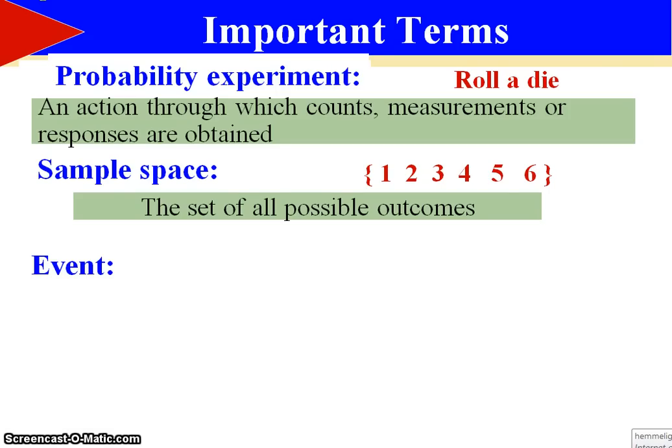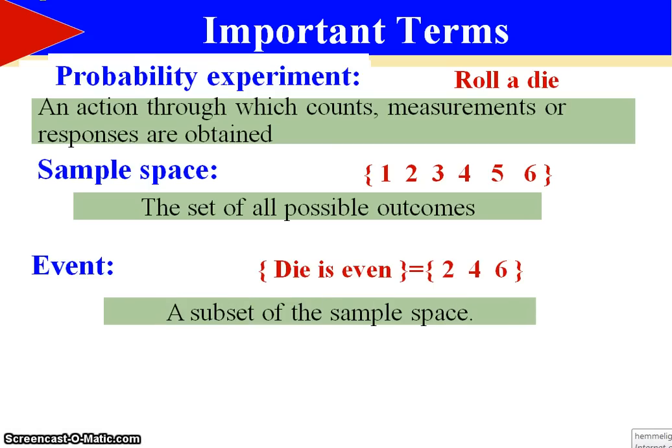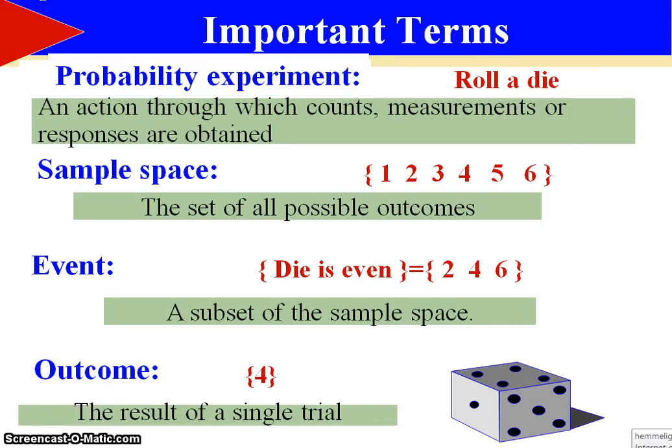Event. So the event taking place is you're rolling the die and you want to see, for example, the probability of being even. So it would be a subset of your sample space. One event could be looking at the die being even, another one looking at the die being odd. Another event might be the die after you roll it being less than 3. Those are different events that you might be observing. And the outcome is what happens when you roll the die. So if I roll a die, for example, maybe 4, that would be my outcome.